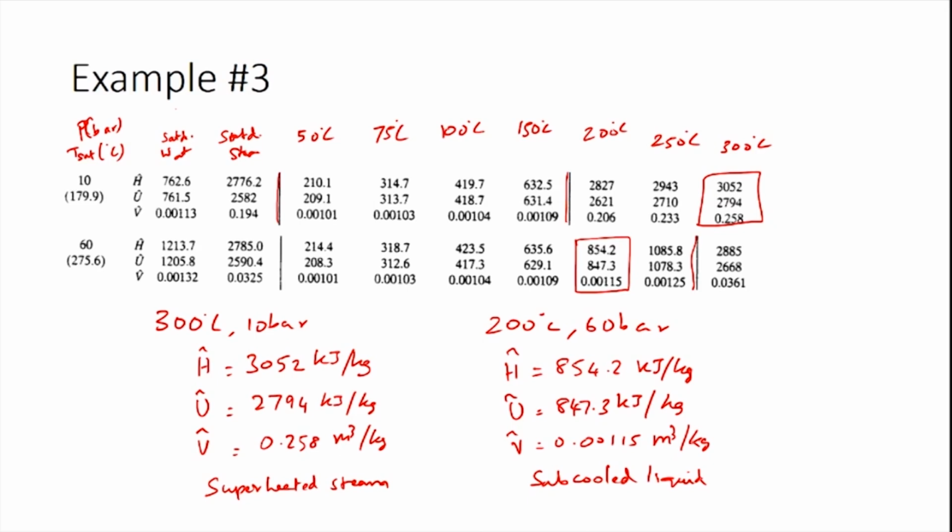This is because for 200 degrees Celsius and 60 bar, you have water existing as a subcooled liquid. This means the specific volume value is very small, thereby your PV cap value is also small. Hence, your internal energy and specific enthalpy values are not that very different. The percentage difference is actually less than 1%. However, for 300 degrees Celsius and 10 bar, the difference between specific internal energy and specific enthalpy is quite significant, more than 10%.